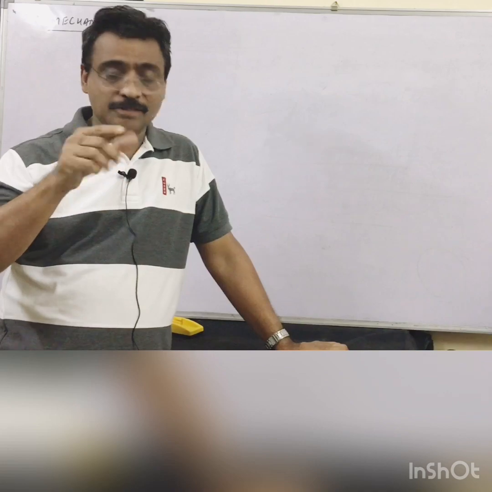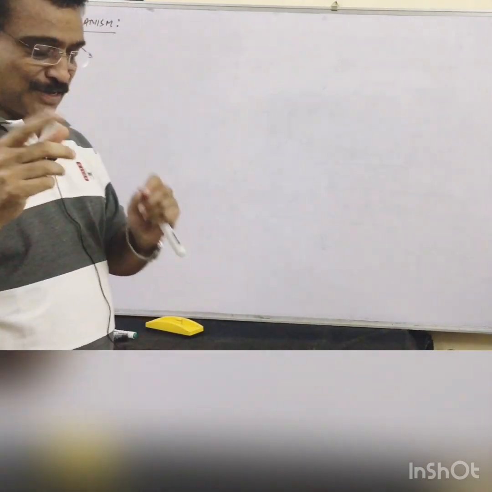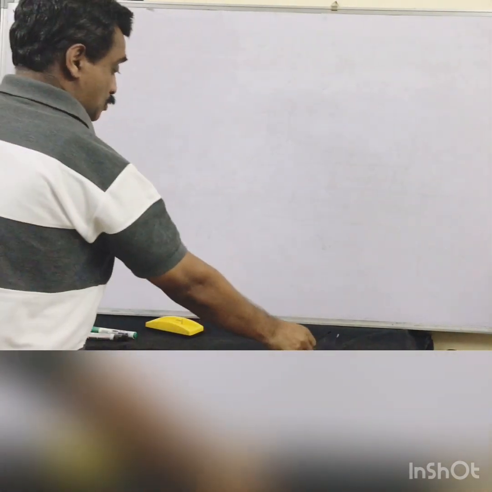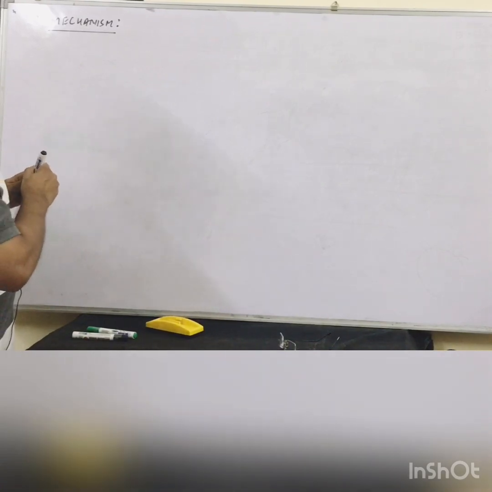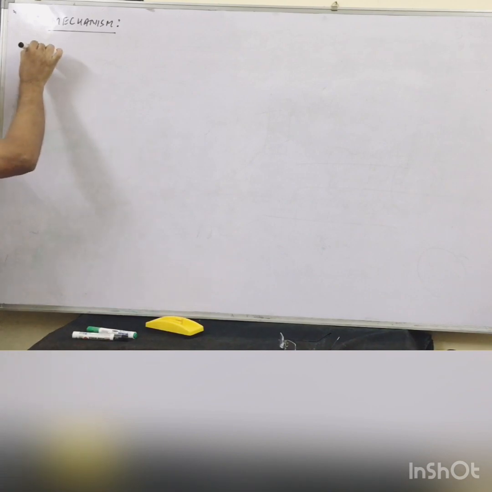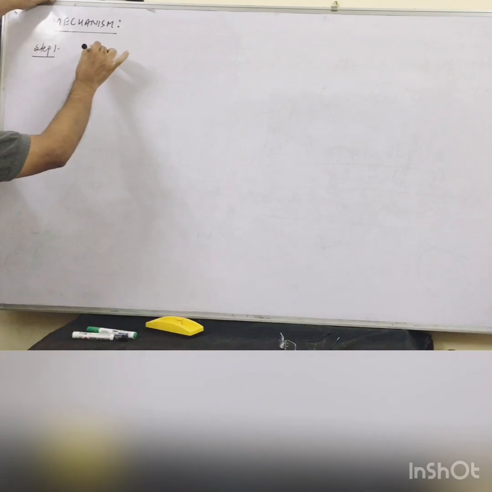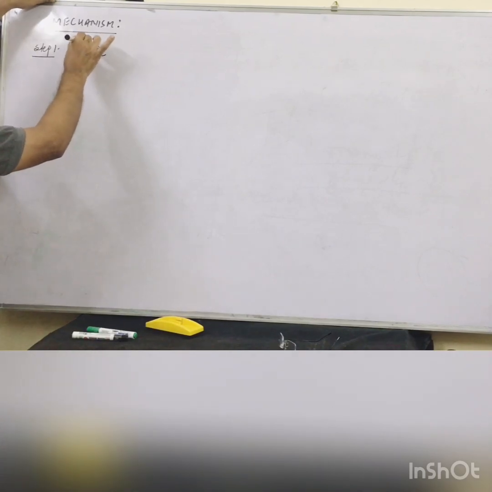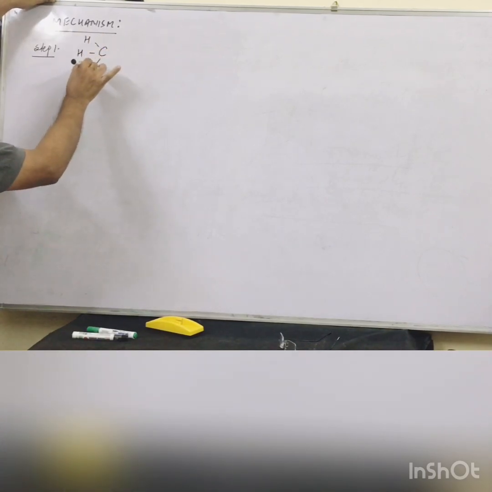Now we move to the second part of this lecture, which is the reaction mechanism of aldol condensation. Check it very clearly and quickly. The mechanism comprises 4 steps. In step 1, we take the aldehyde. We have taken ethanal in the example, so we'll take ethanal here also.